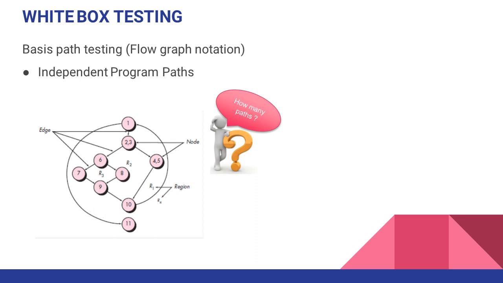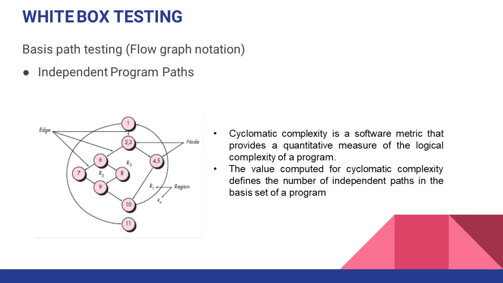How do you know how many paths to look for? This can be computed using cyclomatic complexity. Then what is cyclomatic complexity? Cyclomatic complexity is a software metric that provides a quantitative measure of the logical complexity of a program.